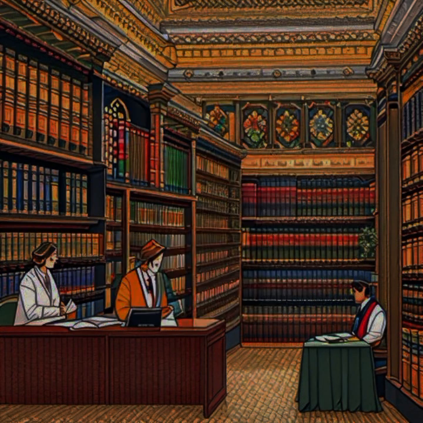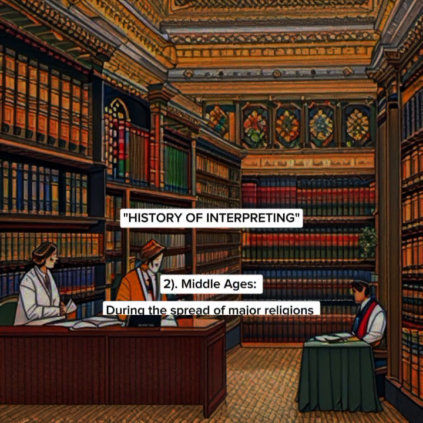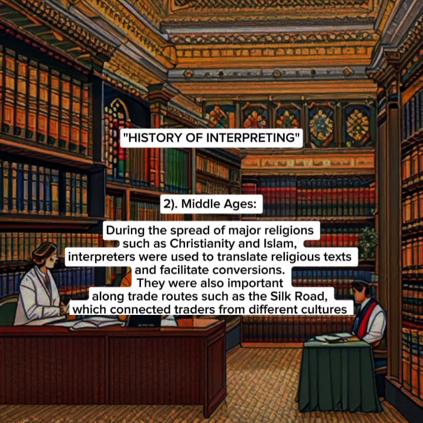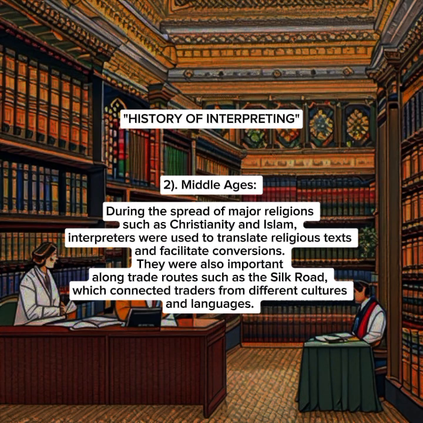peoples. In the Middle Ages, during the spread of major religions such as Christianity and Islam, interpreters were used to translate religious texts and facilitate conversions. They were also important along trade routes such as the Silk Road, which connected traders from different cultures and languages.